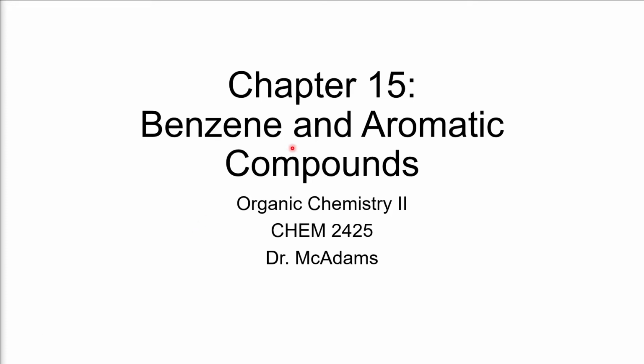In chapter 14, we talked about conjugated systems. We talked about dienes, polyenes, a number of different things. In this chapter, we're going to talk about a different kind of conjugated system, a sort of special case conjugated system that happens in benzene and other aromatic compounds like benzene. So we want to look more closely at benzene and these other aromatic compounds. Let's get started.